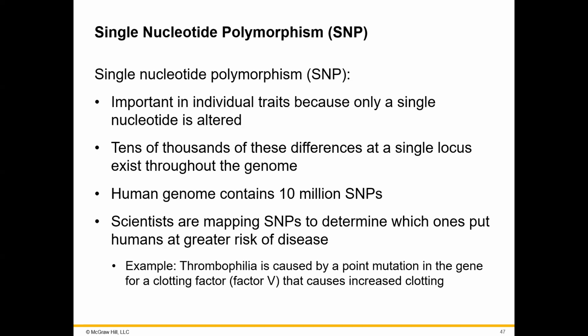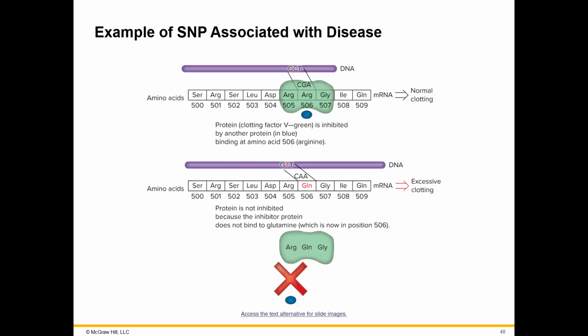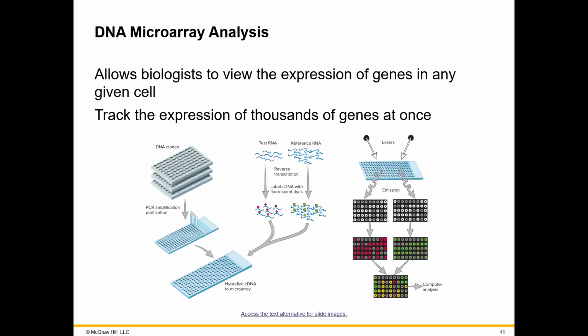Yeah. So that's a single nucleotide polymorphism. There are 10 million different versions of these possible single nucleotide changes in the human race. Makes sense. So if you have thrombophilia, it's a single point mutation, one nucleotide change, and that will have increased clotting and put you at risk for strokes and things like that. So that's pretty serious. One nucleotide. Okay.